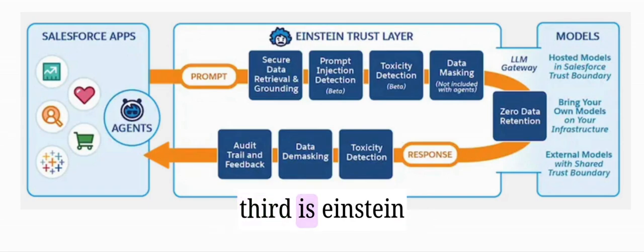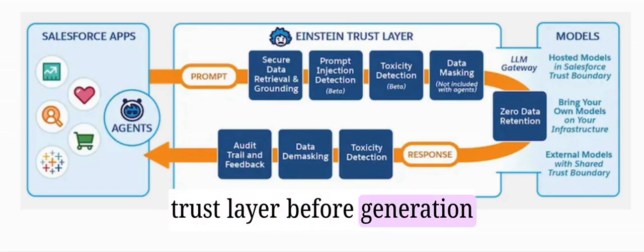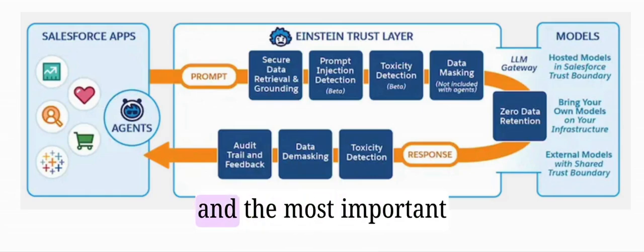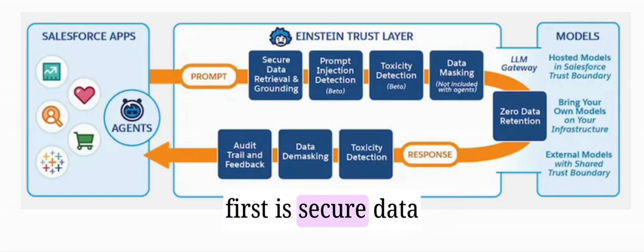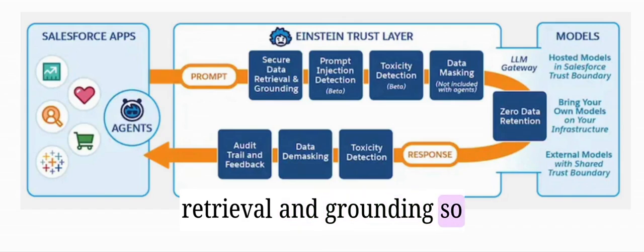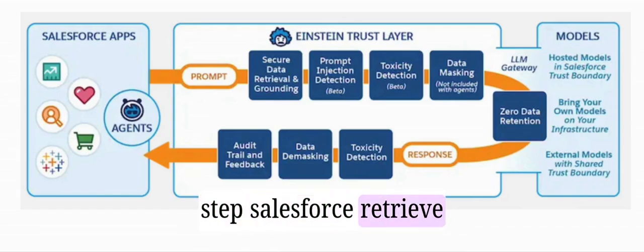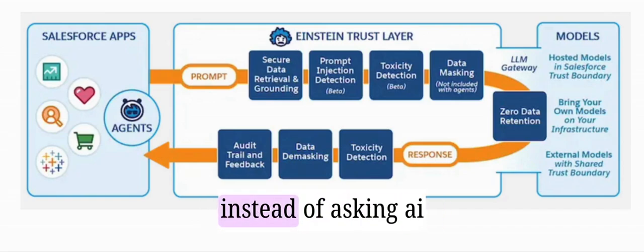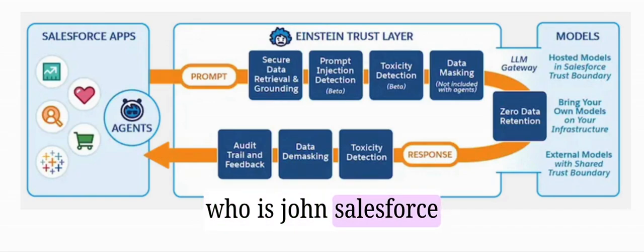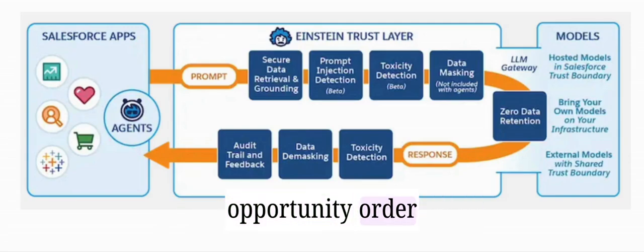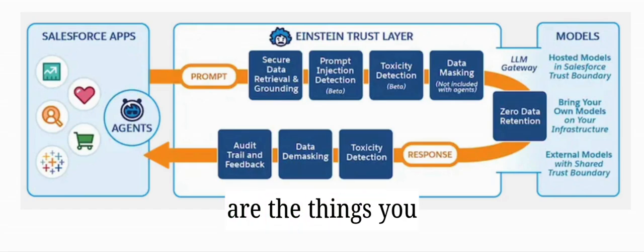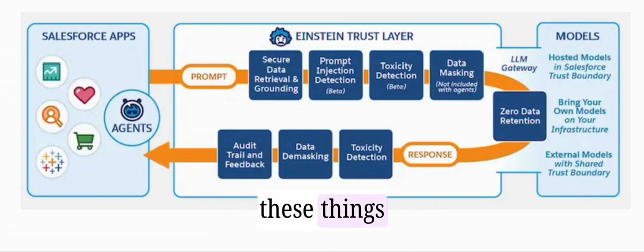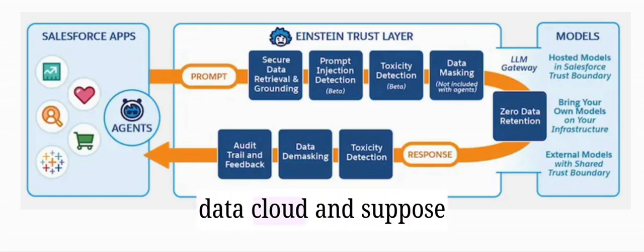Now third is the Einstein Trust Layer before generation. This is the biggest and most important section. Let's understand every block. First is secure data retrieval and grounding. This is the first step. Salesforce retrieves data securely from the CRM. Instead of asking AI who John is, Salesforce already fetches account, cases, opportunity, order, and contact using Flow, Apex, Data Cloud, and agent actions. You will learn further how to fetch the data with these things, like Flow, Apex, and Data Cloud.